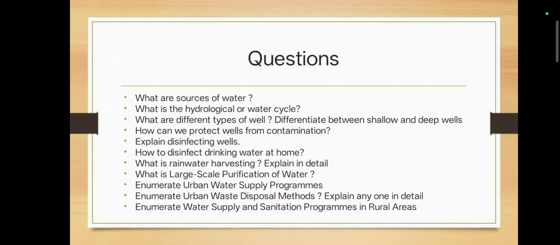Water supply and waste disposal are fundamental to public health. Protecting groundwater, adopting rainwater harvesting, ensuring urban purification, and promoting rural sanitation programs are essential steps. Community participation, NGO involvement, and sustainable practices ensure that clean water and sanitation facilities reach all sections of society. Rational use of water and effective waste management are not just technical solutions but social responsibilities.